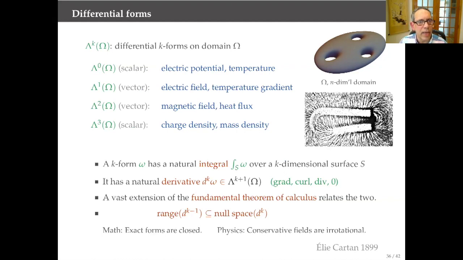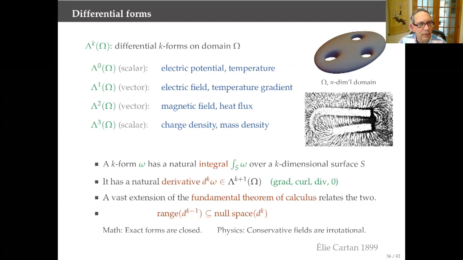It's something defined on a domain. Maybe it was all of three-dimensional space or this blob with three holes in it. And they could be two-dimensional or one-dimensional or three-dimensional or higher, n-dimensional. In three dimensions, you have four kinds of differential forms: zero forms, one forms, two forms, and three forms, where I denote by lambda three of omega the three forms, the differential forms on omega. In n dimensions, you'd have up to n forms. And the zero forms and the three forms can be viewed as scalars, while the one forms and two forms can be viewed as vectors. And this is what Maxwell meant. There's two kinds of vectors. The electric field is a one form, the magnetic field is a two form.